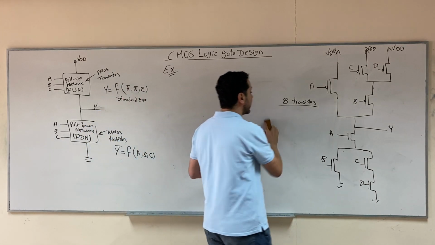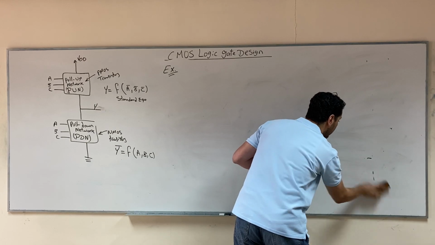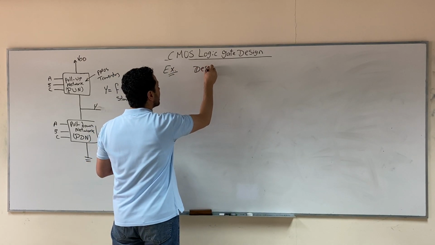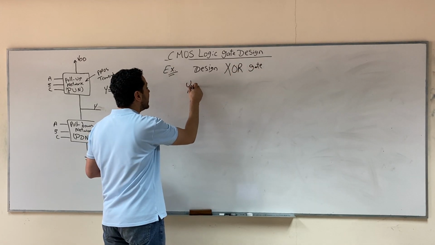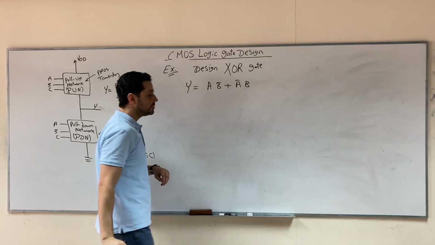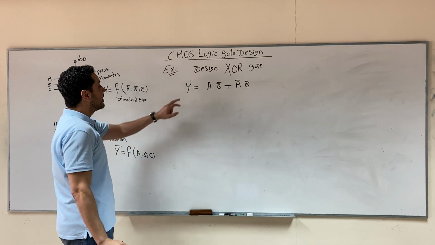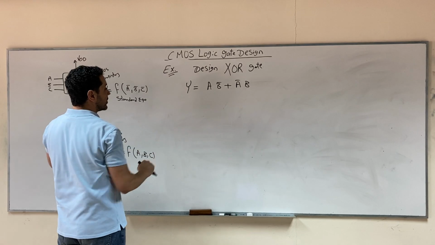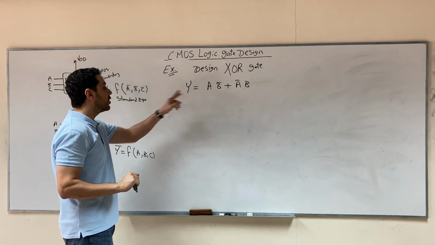Let's try to design the XOR gate. The XOR gate, its equation is y equals a b bar or a bar b. Here, for this gate, you will find that first, the equation for y doesn't follow the standard equation of the pull-up network. Why? Because some of the inputs are not inverted. So it doesn't follow the standard equation.